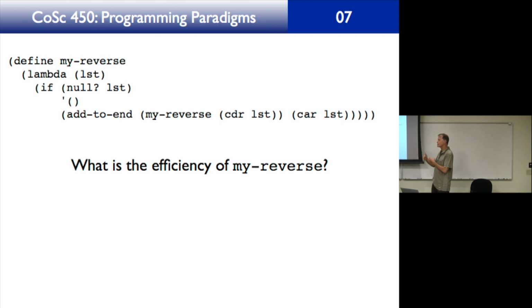But the problem is, each time it calls itself, the add to end does its thing with that call. And then it calls it with n minus 2, and then the add to end does it with n minus 2. So it's like a loop in a loop. And so what was our conclusion about the efficiency of my reverse? Because it was a loop inside of a loop, it was n squared. Now, is everybody clear on how to reason that out?